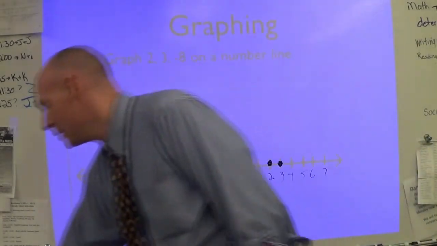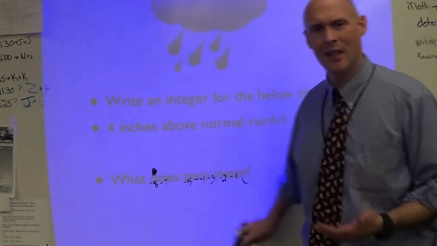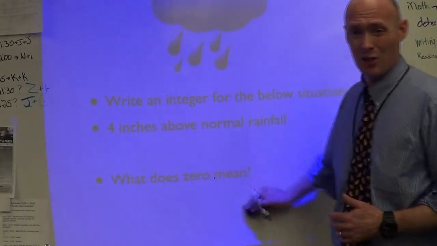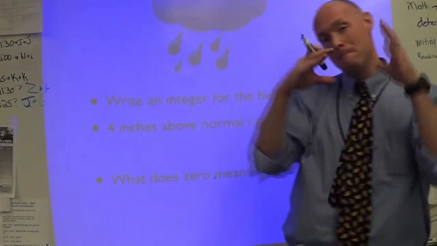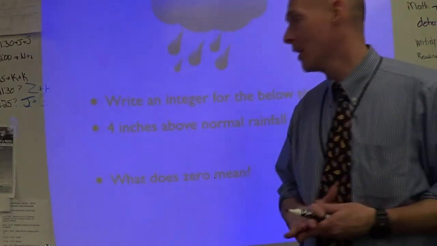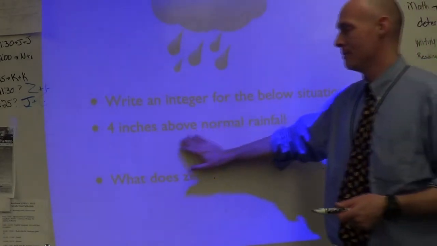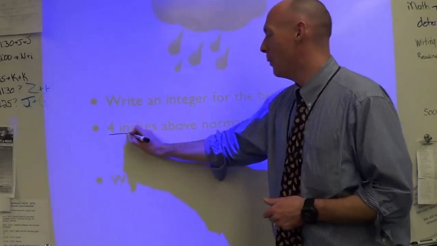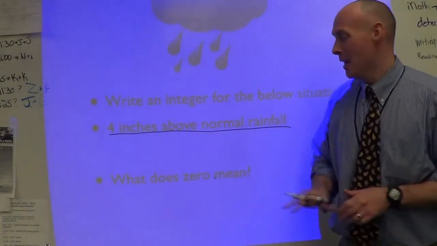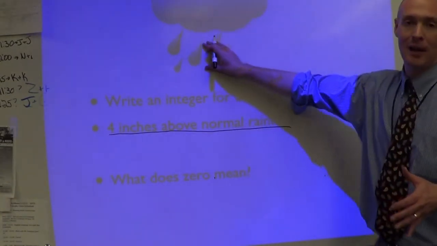Let's go on. Okay, another thing we're going to look at with this video is we're going to write integers for different situations. Now, this sounds a little abstract, but let me walk you through a model, and then we'll talk about it more in class. So we're asked to write an integer for the below situation: 4 inches above normal rainfall. And then it's asking, what does 0 mean? So here I have a rain cloud, right?